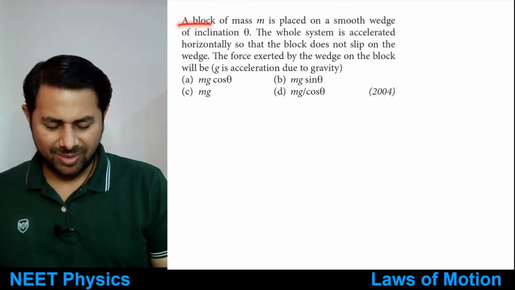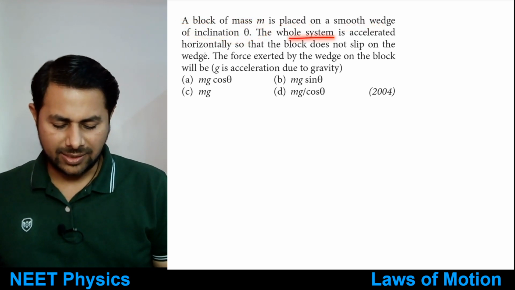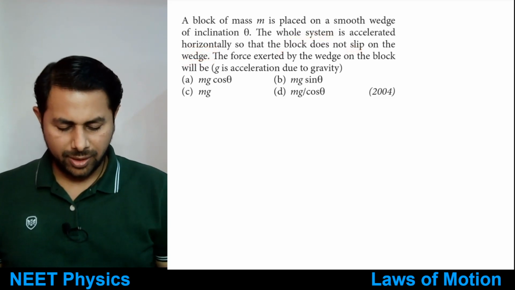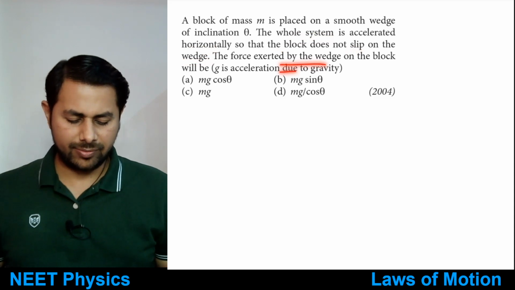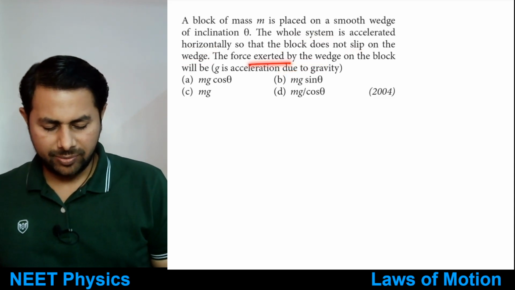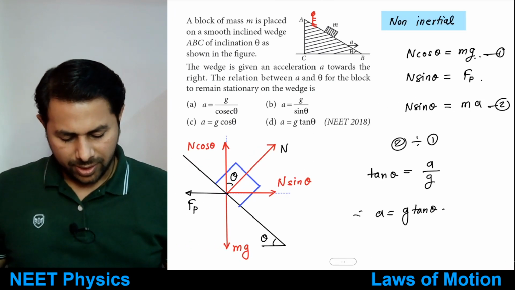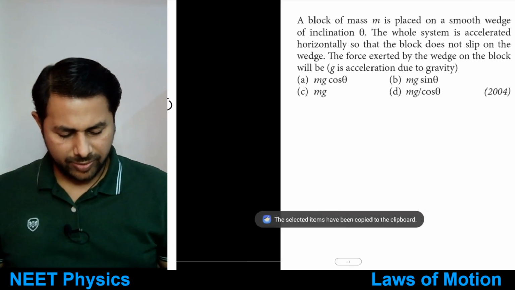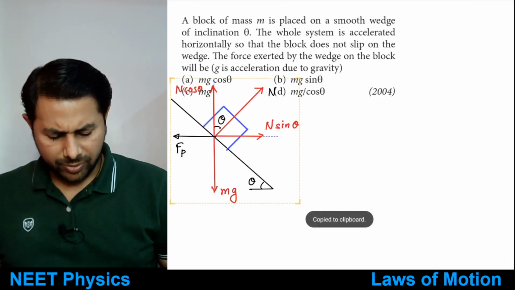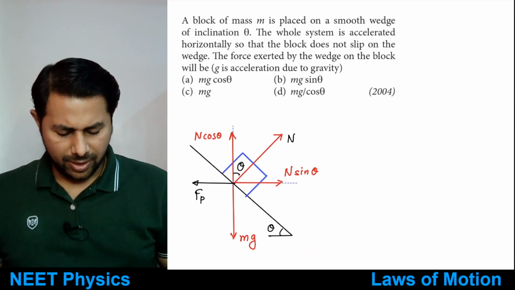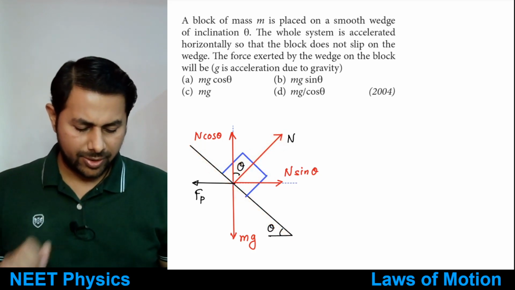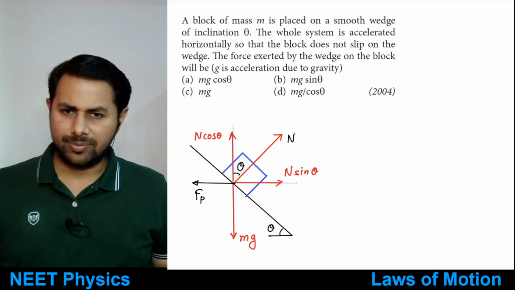Let's see the next one. A block of mass m is placed on a smooth wedge of inclination theta. The whole system is accelerated horizontally so that the block does not slip on the wedge. The force exerted by wedge on the block will be, okay, tell me. Force exerted by wedge means they are asking about the normal reaction. So it's the same thing. They have not given the diagram in this one. In this case, the diagram would be the same, and this is the wedge, this is the block. There would be this normal reaction acting on the block, right? Then it's very simple, right?